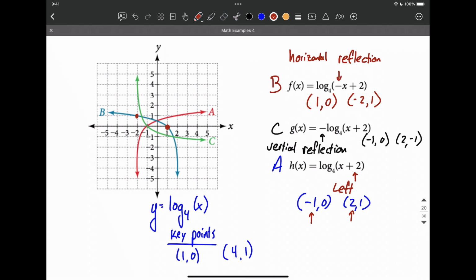So take your time, identify your key points, and then use transformations to get additional key points on the new graph. Hope this helps out. Good luck.